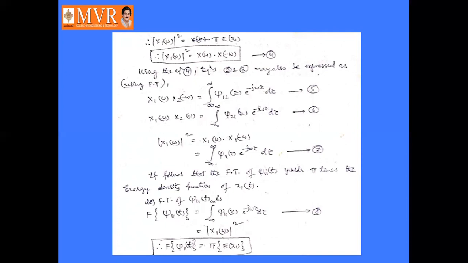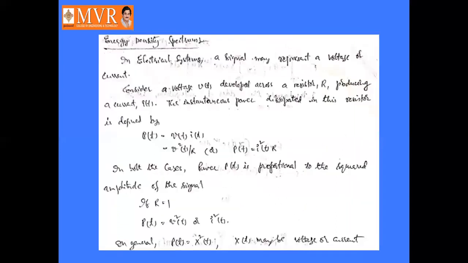It follows that the Fourier transform of j11 of t is the energy density function of x1 of t. So the Fourier transform of j11 of t is equal to the integral from minus infinity to infinity of j11 of tau into e power minus j omega tau d tau. That is nothing but mod X1 of omega square. Our Fourier transform of j11 of t is equal to the energy density of x1, E of x1. So that is the relation between the energy function and the Fourier transform of the correlation function. That is the relation between correlation and convolution.